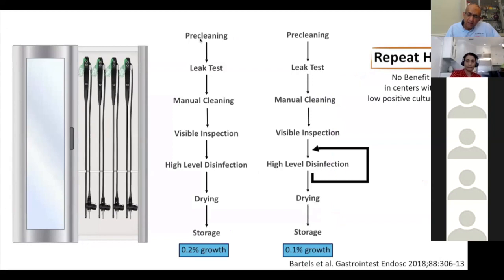Another concept is repeat high-level disinfection. So you do the high-level disinfection, take the scope and put it through again. What I've shown is there's no difference with repeat high-level disinfection because their original cleaning is very good. If your original cleaning is so good, then these other steps don't mean much. That is the most important point I want to make.